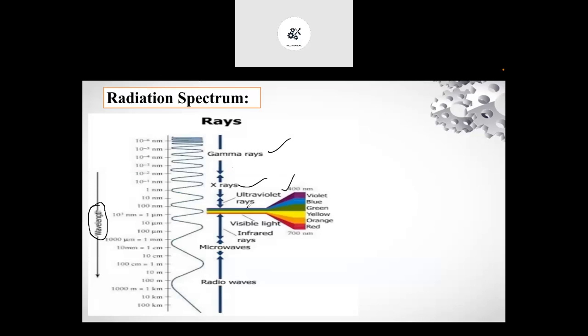Now you can see that gamma rays, X-rays, and ultraviolet rays have low wavelength, right? Up to 100 nanometers, you will see the ultraviolet rays. These particular wavelengths or radiation have very little wavelength. Wavelength, you already know, is the length of one sinusoidal wave, right? So these gamma rays, X-rays, and ultraviolet rays have very low wavelength.